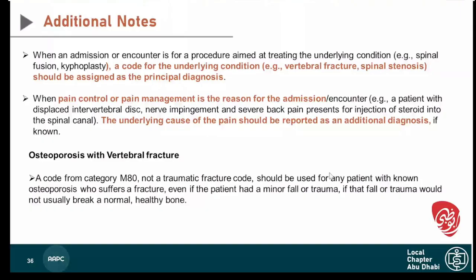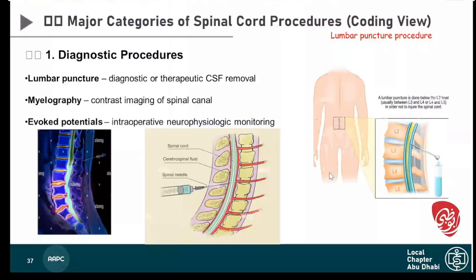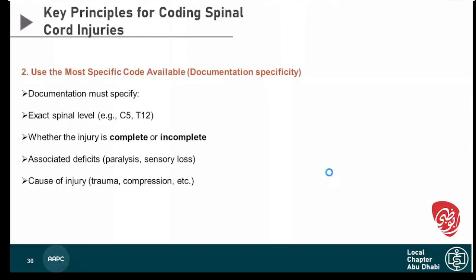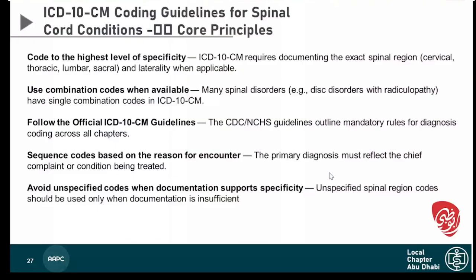In brief, while coding spinal conditions, we have to check for the specificity at the highest level. We have to check at what level the condition is affected, then whether a combination code is available or not, then sequencing based on the reason for encounter. Assign the most specific codes. Don't go for unspecified codes.